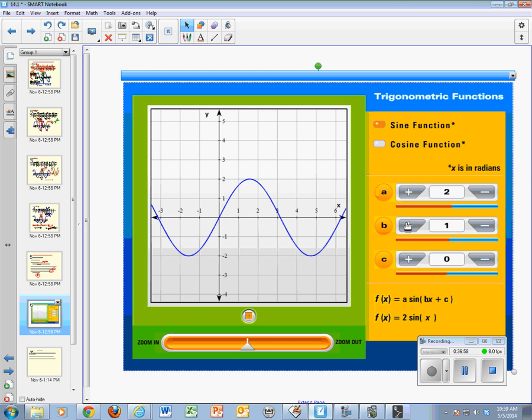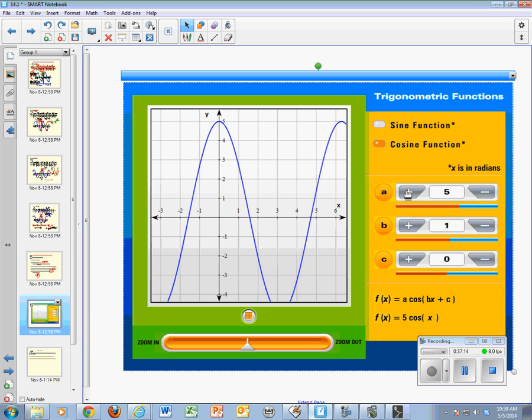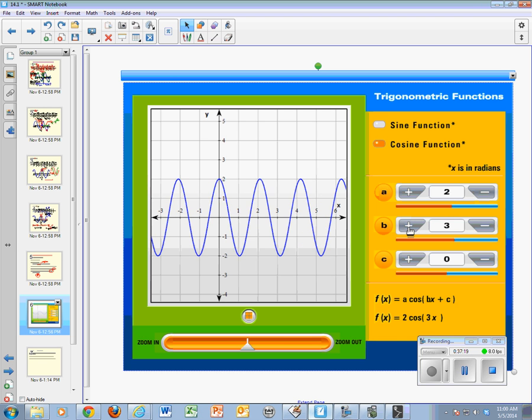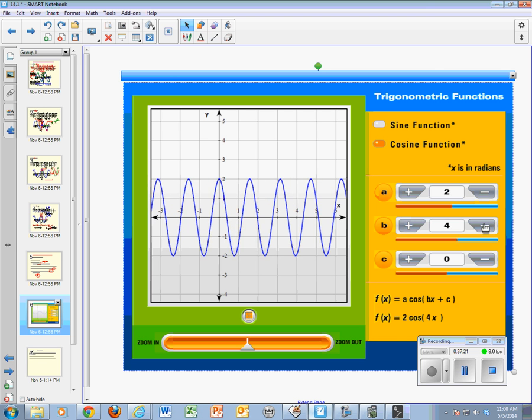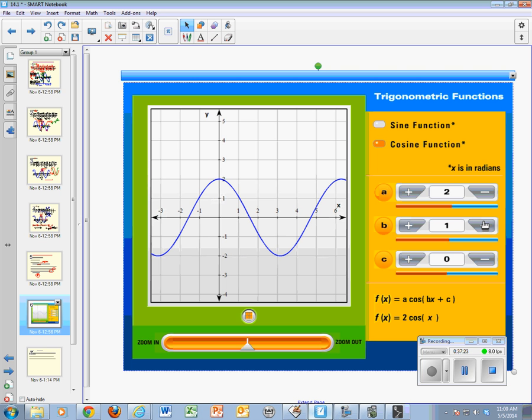Cosine, now we're starting up at 0, 1, this would just be a regular cosine of x graph. As I increase a, same thing happens. The amplitude extends up and down. And then same thing happens as I increase b. We end up with more cycles, or as I make b smaller, we end up with fewer cycles.